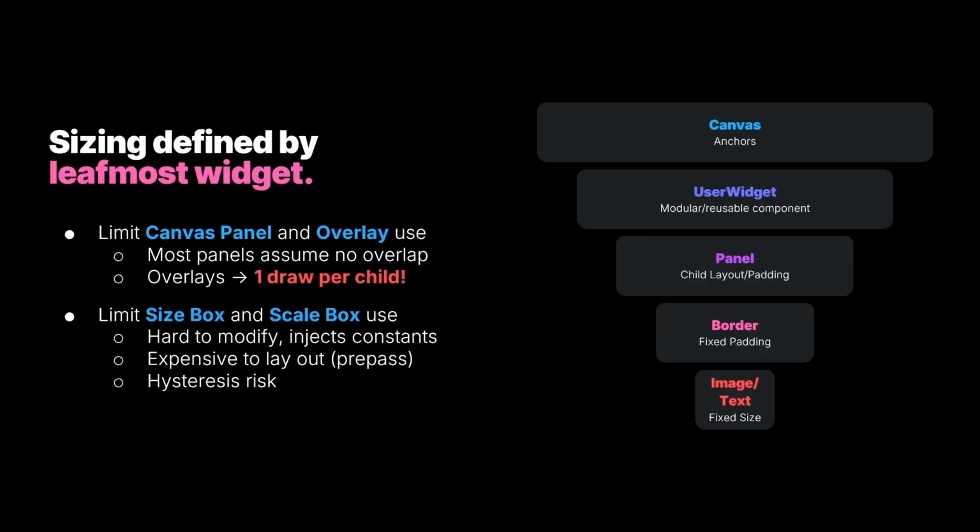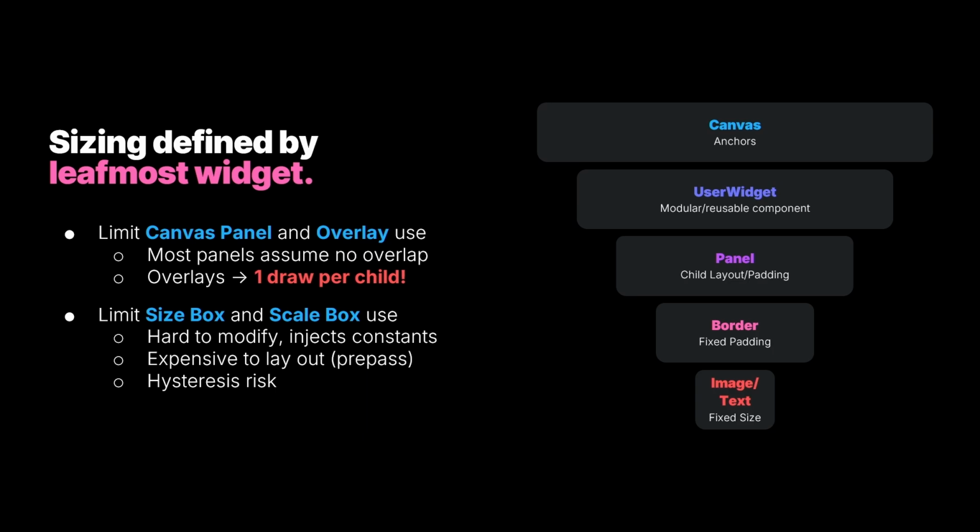And every child of that overlay is going to be a separate layer, a separate draw call, whether or not it needs to be, because we are assuming this widget exists so that things can be overlaid. So we assume you care about Z order there. Also, just a general pet peeve here, limit your size box and scale box usage as much as you can.